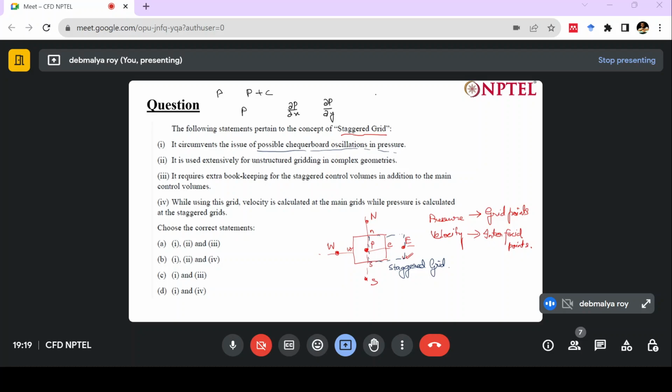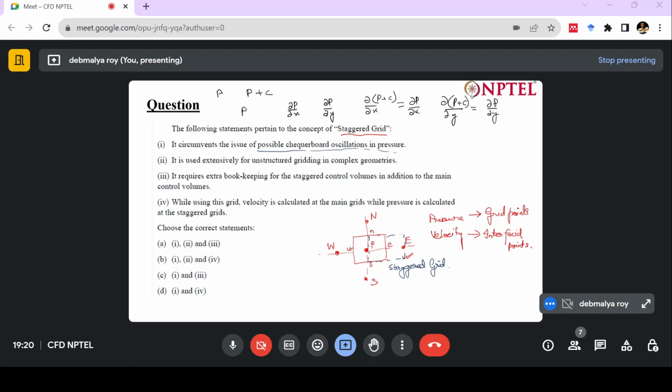Why? Because if you simply add P plus C in your del del X, it will still be del P del X. For the y partial derivative also, it will still be del P del Y. So even if you add a constant to the pressure, it is still solving the governing equation. It is still giving a satisfactory answer to the governing equations.